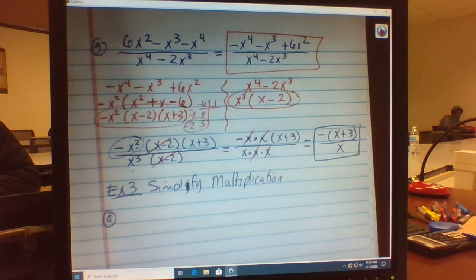So example number 2, they only gave you one fraction. In example number 3, they're going to give you 2 fractions. So now you have 4 sections.